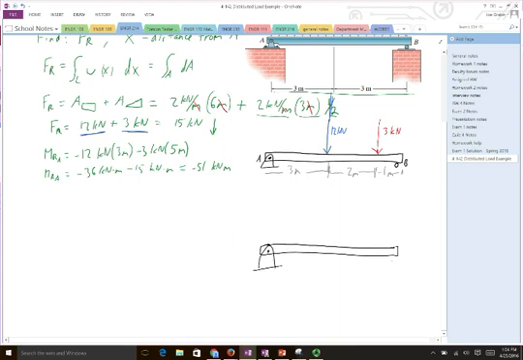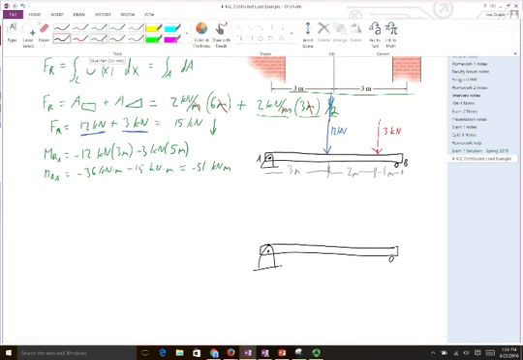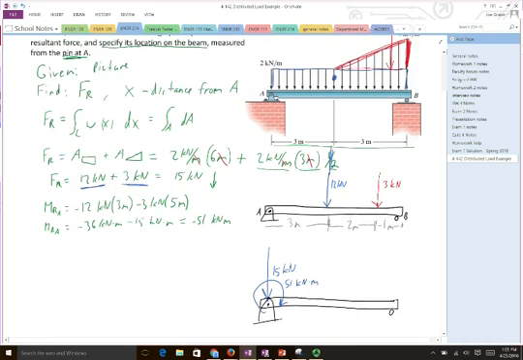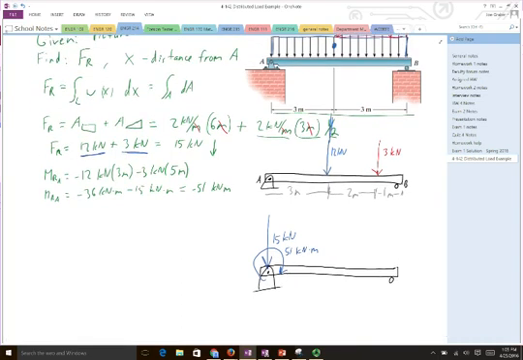Again, we're going to keep the pin support and the roller support there. Our equivalent system would be, about point A, a 15 kilonewton force acting right on A so it doesn't create any moment. And then along with that, we're going to need a moment acting in that direction of 51 kilonewton meters. There, that is an equivalent system if we have a fully rigid body to our original distributed load. That would be an appropriate answer, but this problem asks us to go one step further.